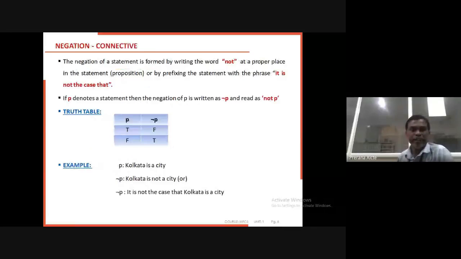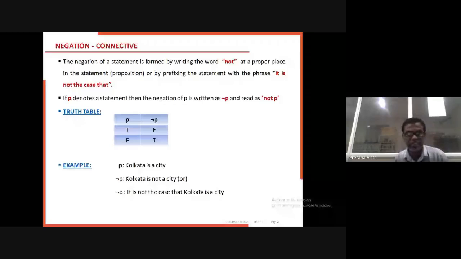Coming to negation, it is a connective which can be used with only one statement. If I want to negate, or add the word not, as in it is not the case that, before any statement, then I use the negation connective. Suppose the given proposition is p, then the negation of that statement p can be represented as negation p.